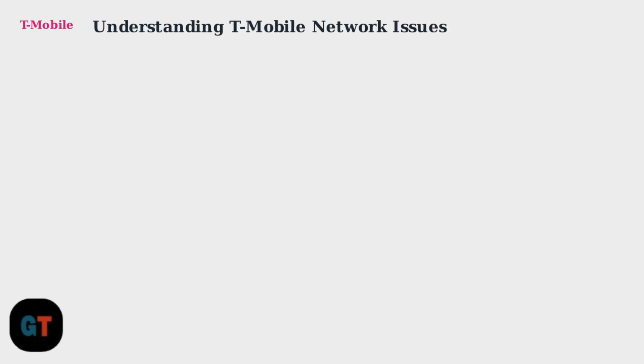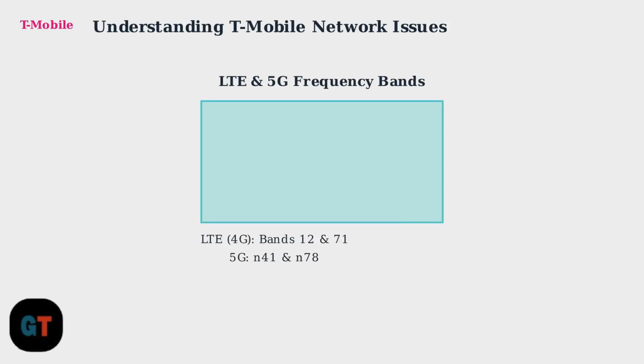Experiencing no service or issues with LTE 5G on your T-Mobile device can be frustrating. This section breaks down the core reasons why these problems occur. T-Mobile's network relies on different frequency bands for LTE and 5G. LTE uses bands like 12 and 71, while 5G uses N41 and N78.